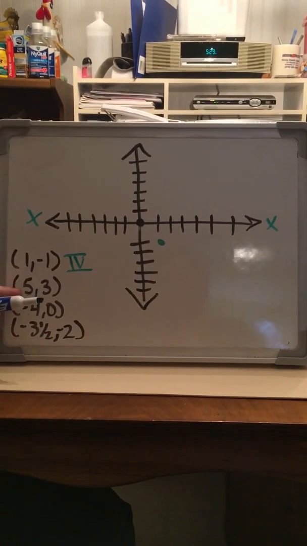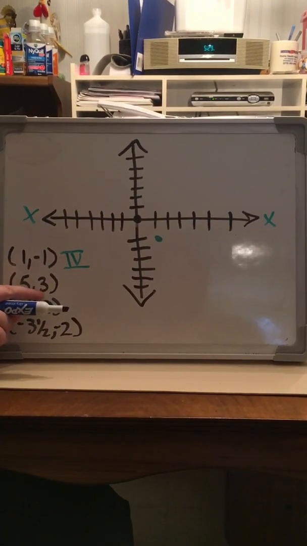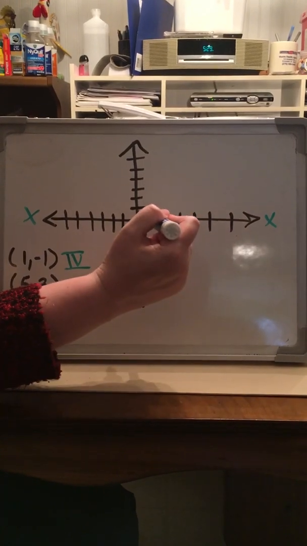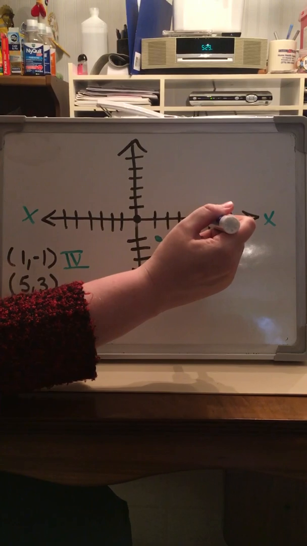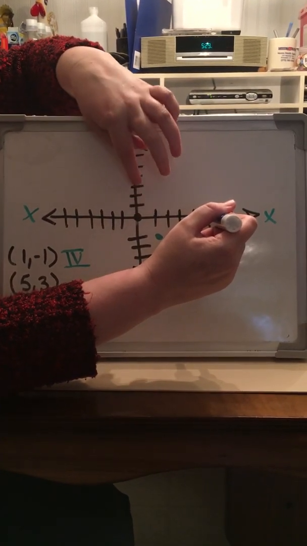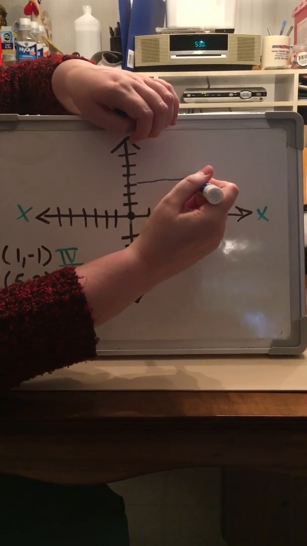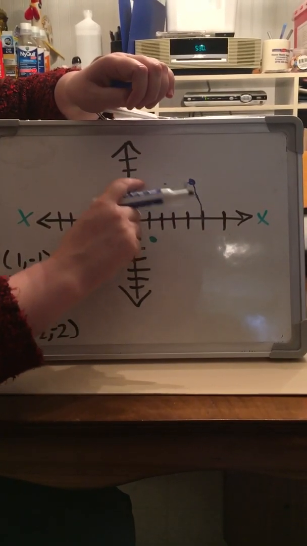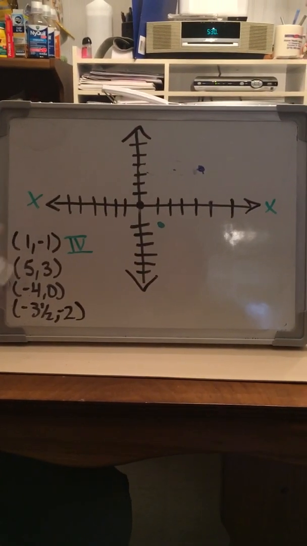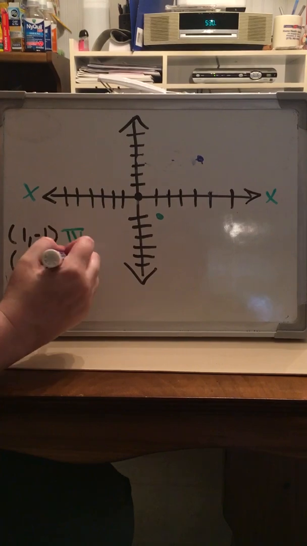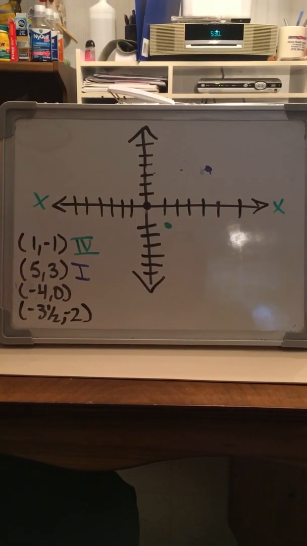What about this one? 5, 3. So I'm going over +5 and up +3. Starting at the origin, I go over 1, 2, 3, 4, 5, and then I'm going up 3. 1, 2, 3. And where they meet, right here, that's my spot. Well, what quadrant is that in? It's in quadrant 1. Okay? Over 5 and up 3.